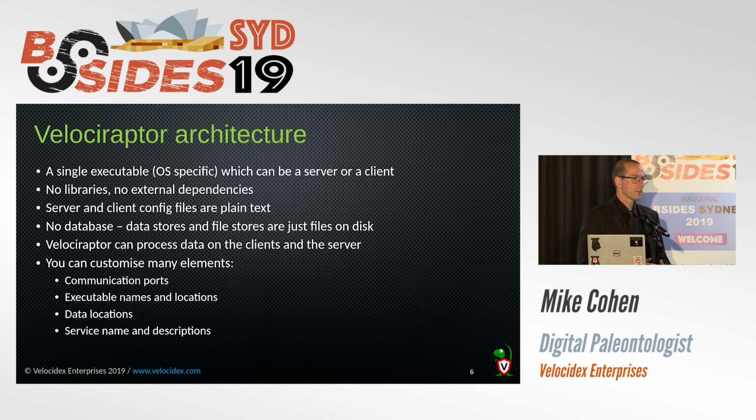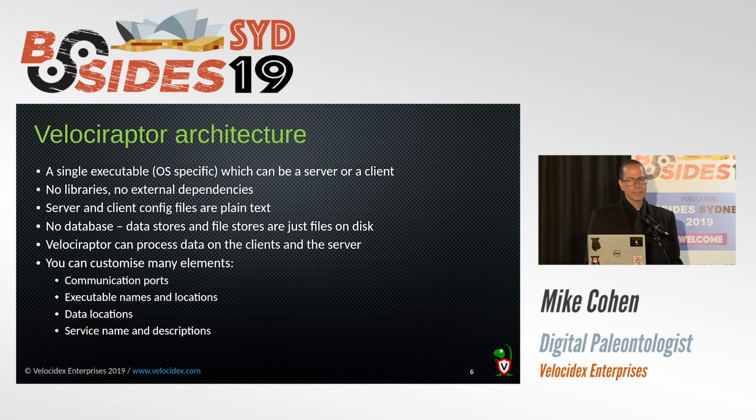The other thing that we thought of, we wanted to make Velociraptor really easy to use and easy to deploy. So it's just a single binary. It doesn't need any DLLs or any dependencies, so you can just push it out and run it, statically compiled without any libraries. It's the same binary for clients and servers, so just one binary, and it runs as a server or a client depending on command line options. We don't really use a database at this point, so that makes it really easy because we just collect files.